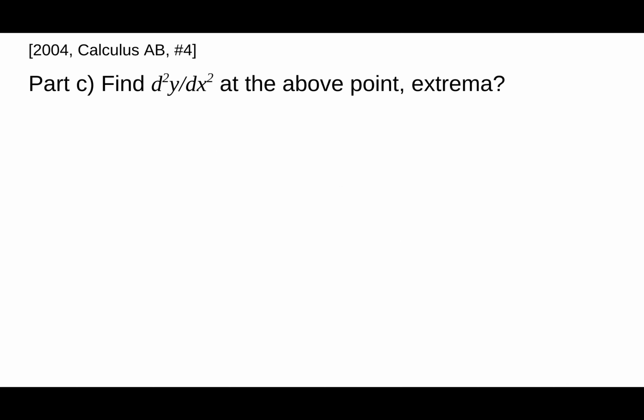In part C, we are asked to find the second derivative of y with respect to x at the point above and determine if the curve has any extrema there. Is it a local maximum, local minimum, or is it neither? So to find the second derivative, we use implicit differentiation on the expression for dy/dx in order to find d2y/dx squared.